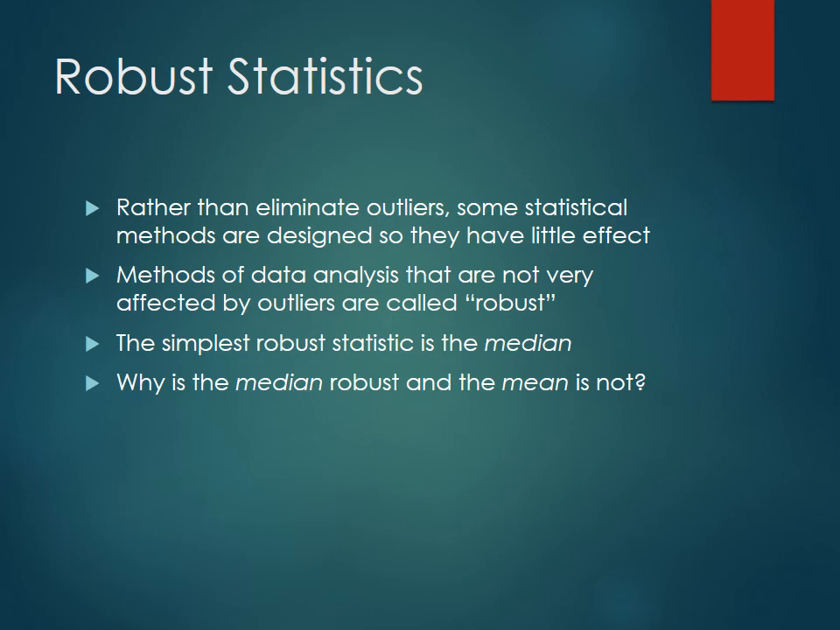So essentially, methods of data analysis that are not very affected by outliers are considered to be more robust. They're more difficult to achieve statistical significance, but they are also less likely to make a type 1 error. And so the simplest robust statistic is the median. And obviously we know that the median is going to be more robust than the mean because the median is less affected by those outliers.